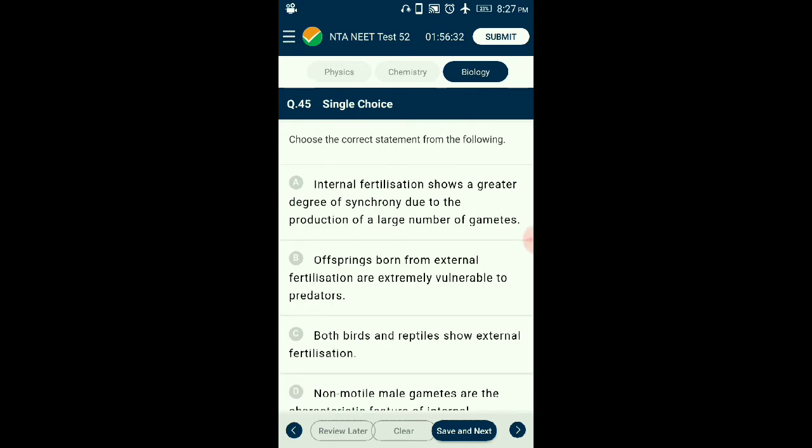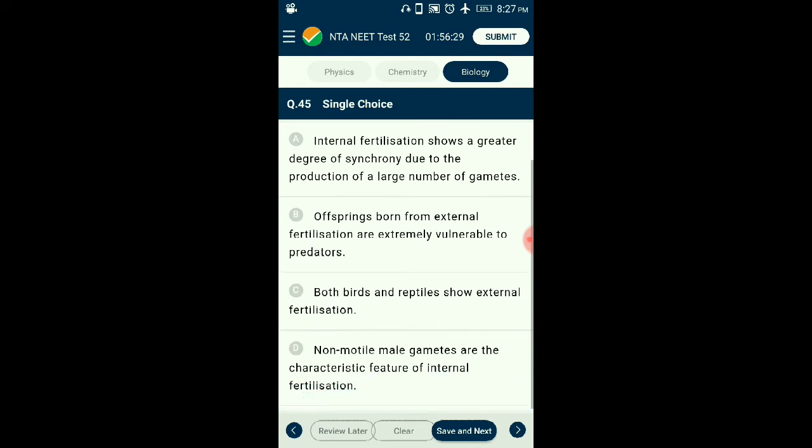Question number 45. Choose the correct statement from the following. Organisms exhibiting external fertilization show great synchrony between the sexes and release a large number of gametes into the surrounding medium, for example water, in order to enhance the chances of syngamy. This happens in bony fishes and frogs where a large number of offsprings are produced. A major disadvantage is that the offsprings are extremely vulnerable to predators, threatening their survival up to adulthood. So the answer is option B. Offsprings born from external fertilization are extremely vulnerable to predators.